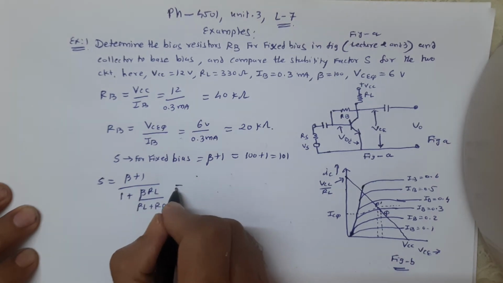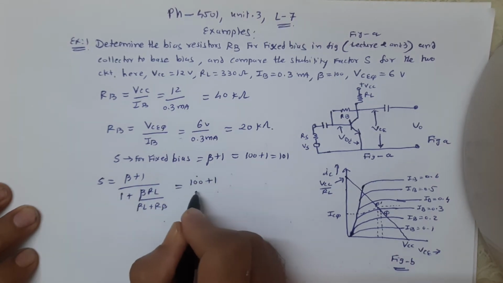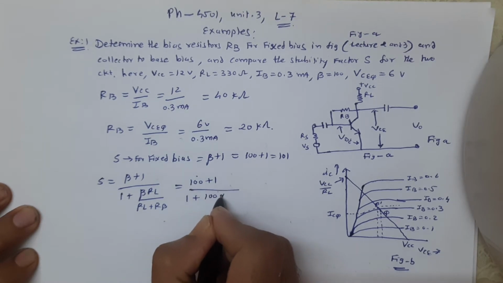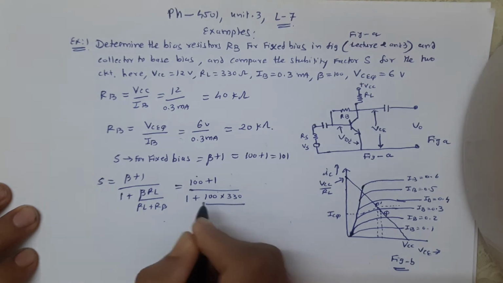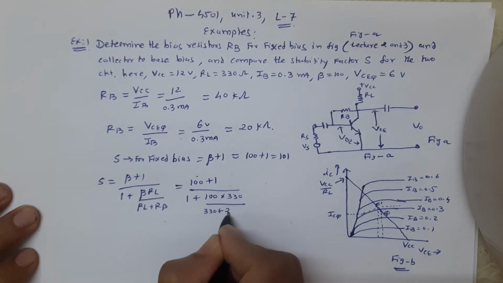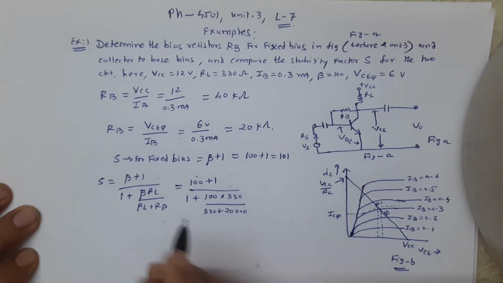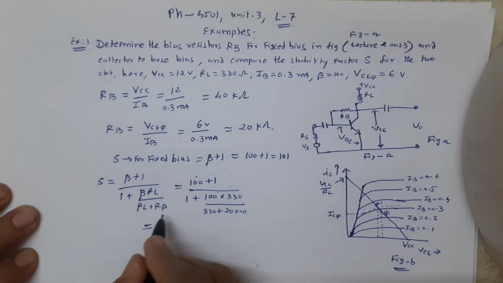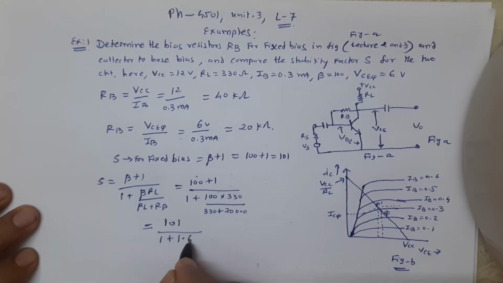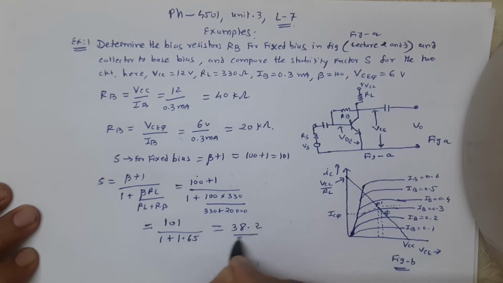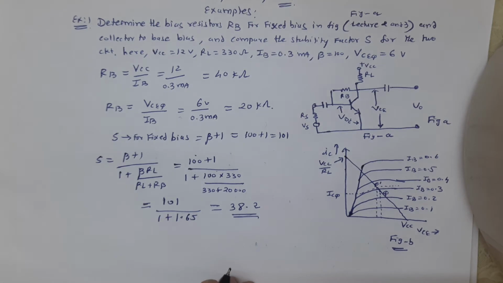This is equal to 100 plus 1 upon 1 plus 100 into 330 divided by 330 plus 20,000. This is equal to 101 upon 1 plus 1.65, and this is equal to 38.2. We are getting the value of S.